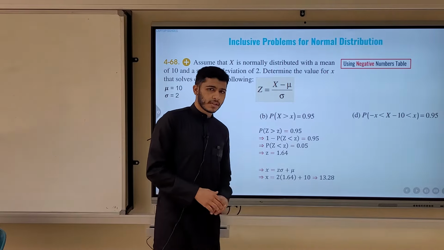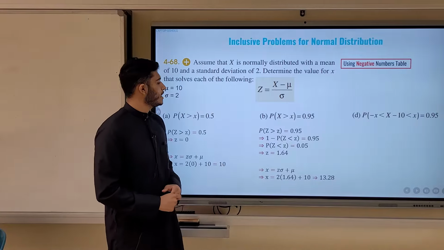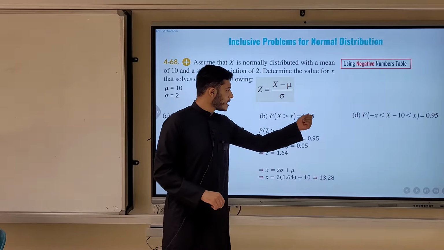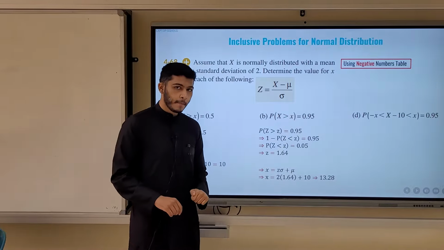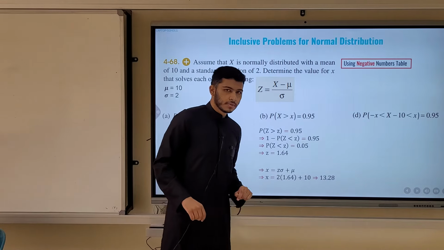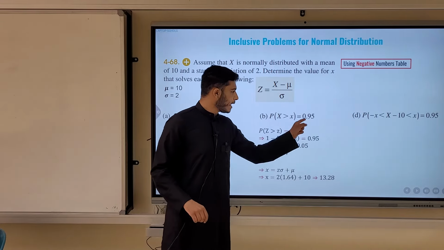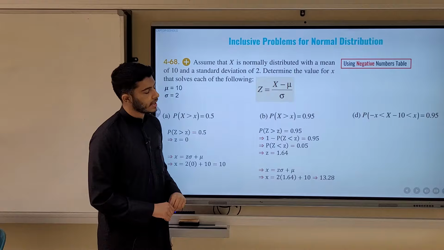What does this value represent though? What does 13.28 mean? Well, it means that 95%, or 0.95, of the data we have in the normal distribution is above this one. This value is exceeded by 95% of the data we have.